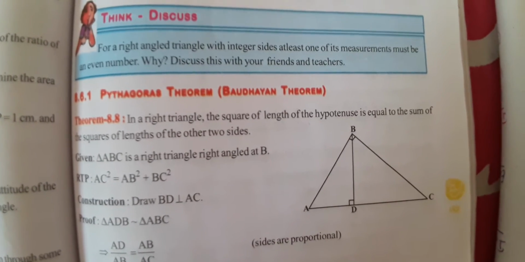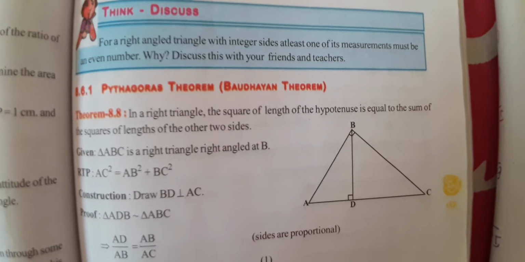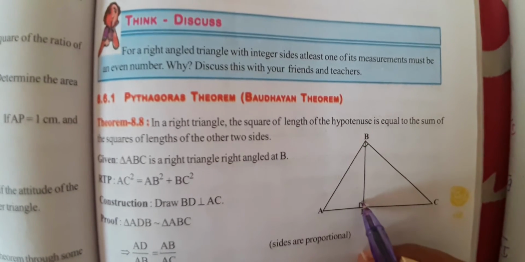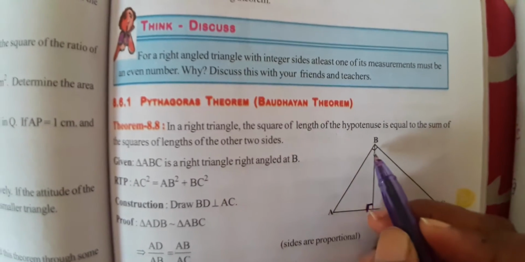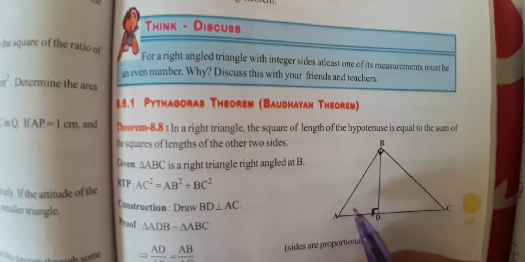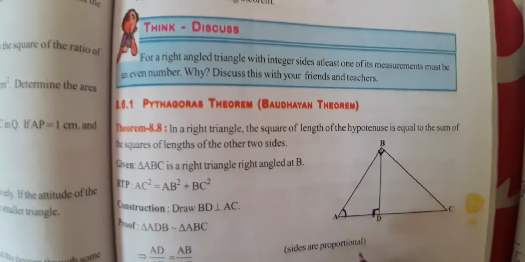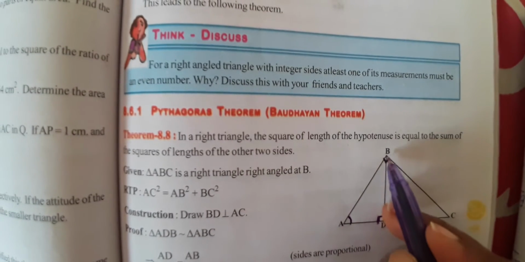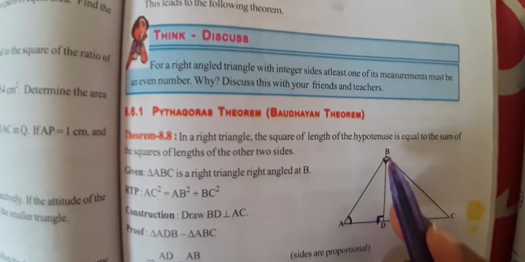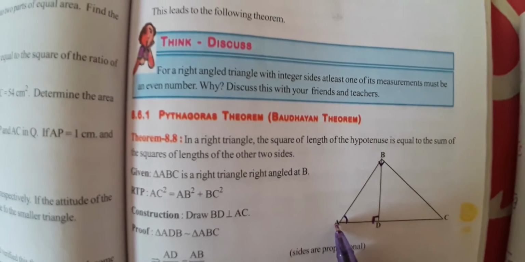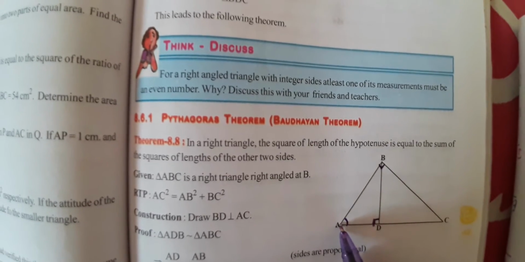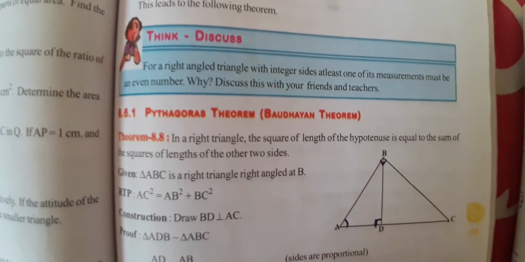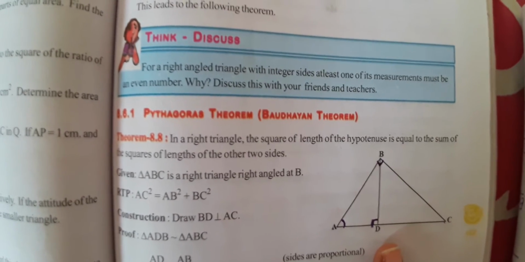To prove this, let's go for the construction. Drop a perpendicular BD onto AC. Very good. Now you have this angle to be 90 degrees, and this is also 90 degrees, and angle A is common. If I consider triangle ADB, it is similar to ABC. Why? By looking at the diagram you will not feel they are similar, but you have to go by the rules.